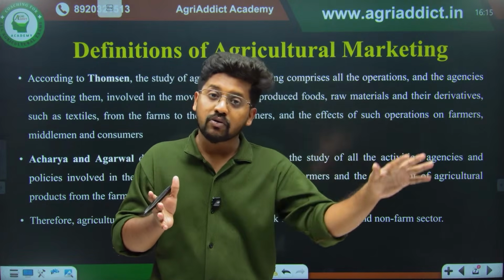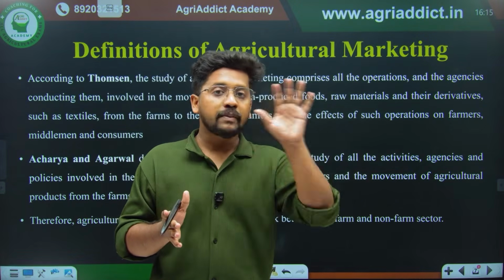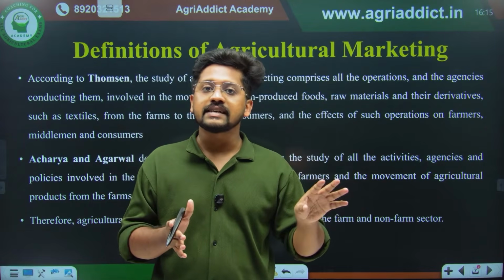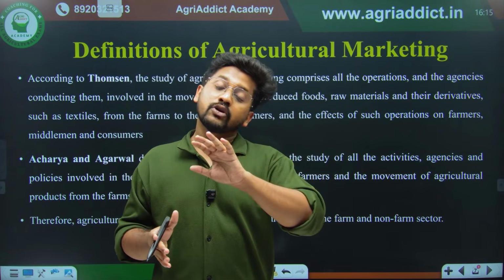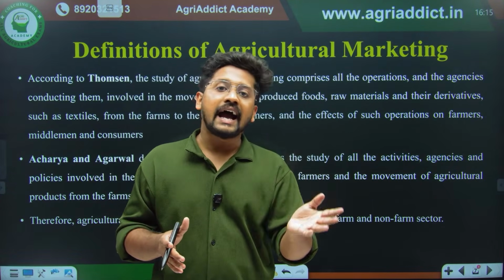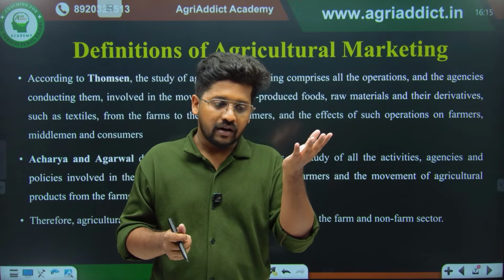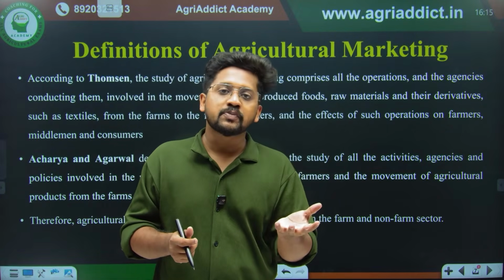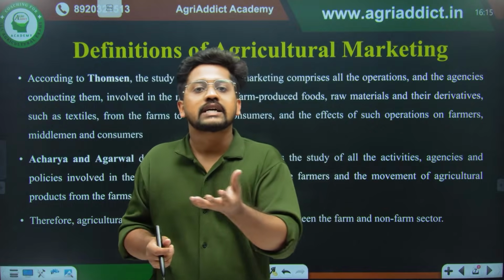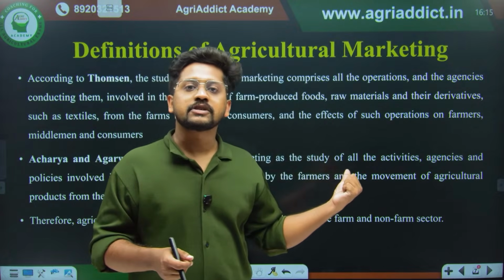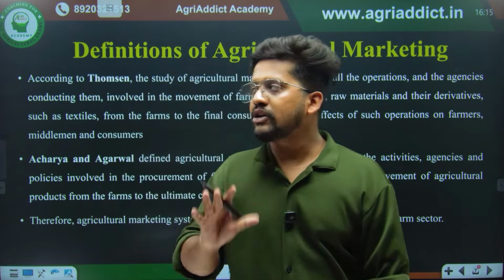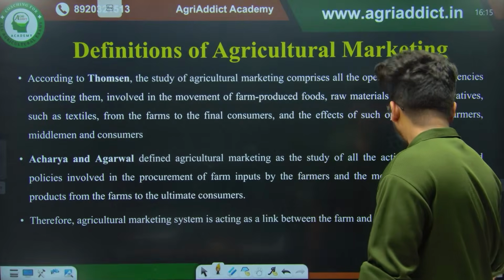So all the processes, activities, agencies, everything which is involved in order to make the production process completed and make these products move from their farm gate to the consumer's plate will be considered as a subject matter of agricultural economics. That is the evolution of the definitions of agricultural marketing.